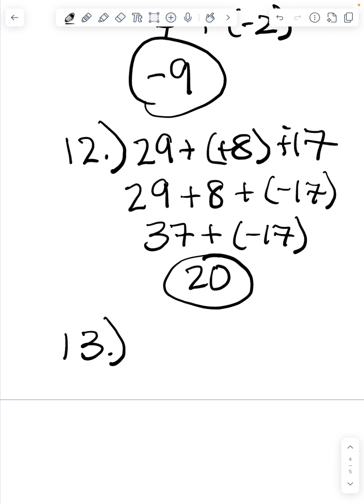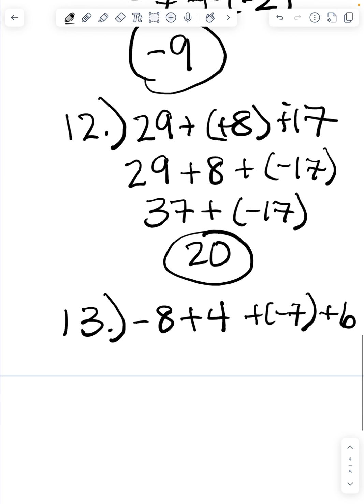Number 13, -8 plus 4 plus -7 plus 6. Well, this is convenient. I don't have to do any adding the opposites. I've got addition all the way across the board here. So I'm just going to go left to right. -8 plus 4. So I'm just focusing on this for the moment. Different signs means I actually subtract the integers and get 4. It's going to stay negative because the 8 was larger. I still have plus -7 plus 6.